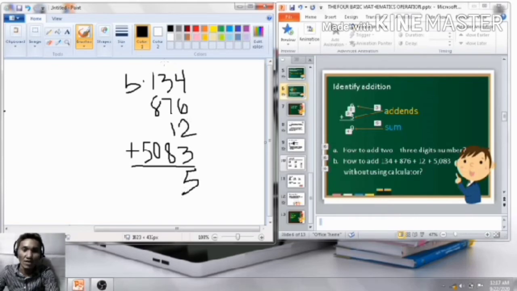Okay, carry 1. Now 1 plus 3 becomes 4, plus 7 is 11, plus 1 is 12, then plus 8 becomes 20. Okay, next, 2 plus 1 becomes 3, plus 8 becomes 11, plus 0 becomes 11. Next, 1 plus 5 becomes 6. So therefore, for these 4 groups, the answer is 6,105 without a calculator. That is the answer to letter B.